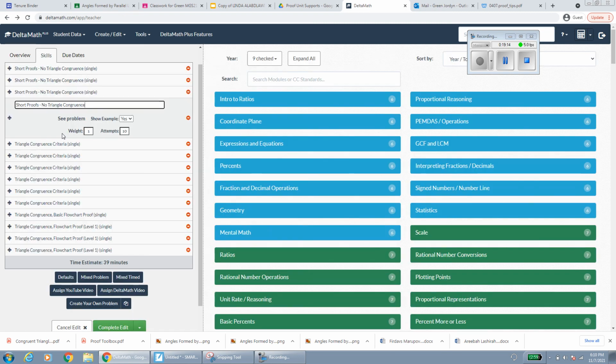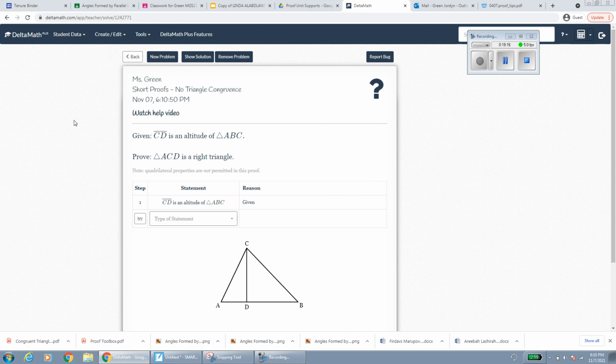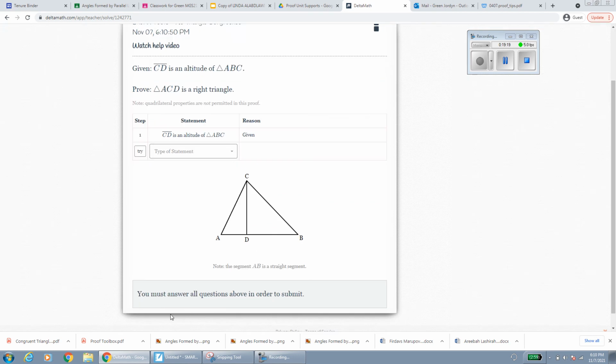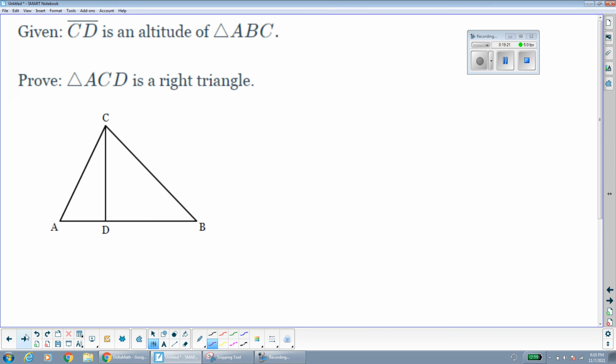Yay. Okay, our last short proof. So let's talk about this one together. Let me pull up my page over here. So it says that CD is an altitude of triangle ABC. So this is an altitude of the triangle. Remember, altitudes are perpendicular lines. That means that they form right angles. That's all we know about altitudes, that they form right angles. Our goal is to show that triangle ACD is a right triangle. That's this triangle over here.